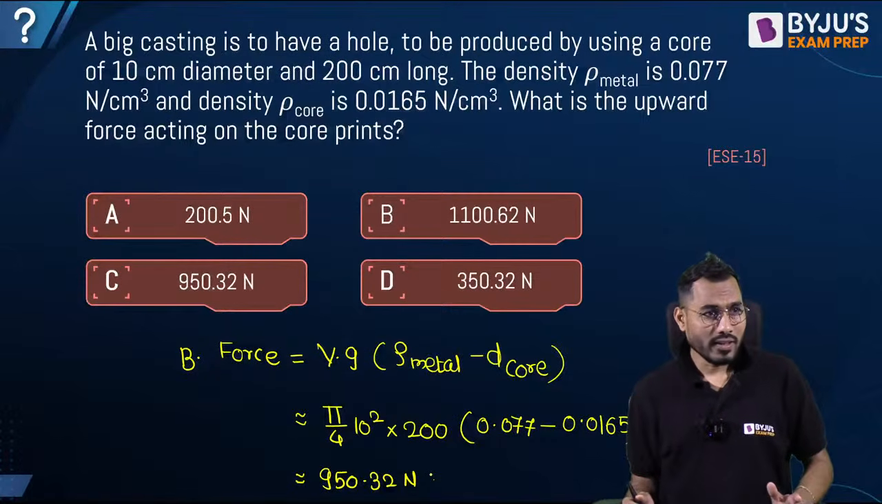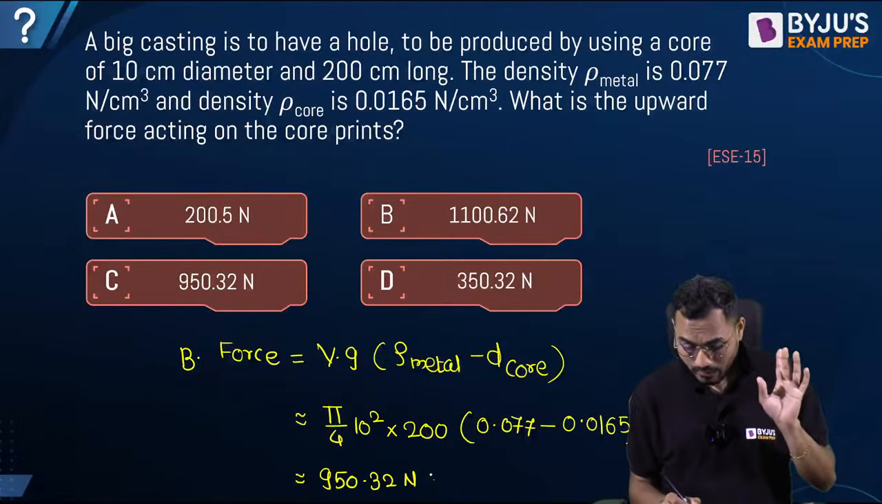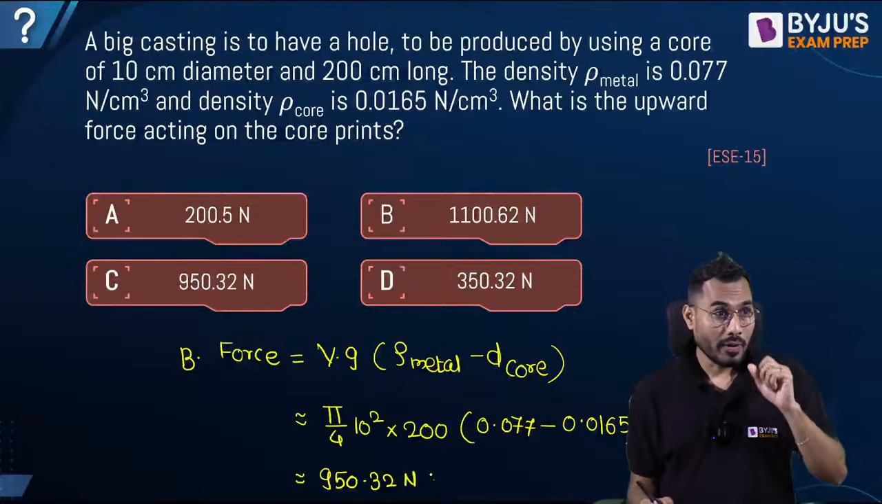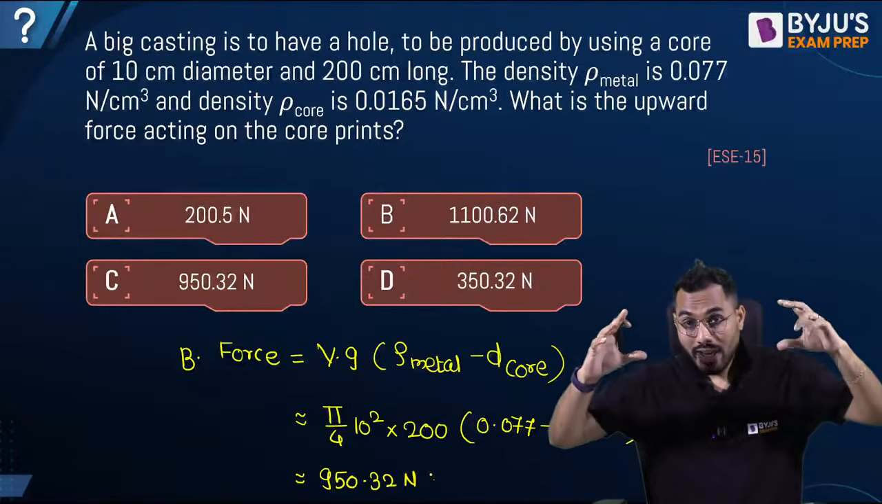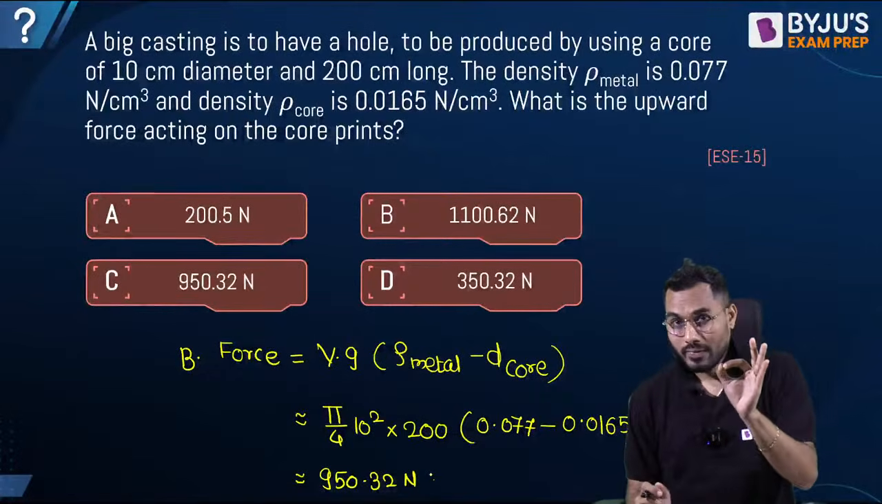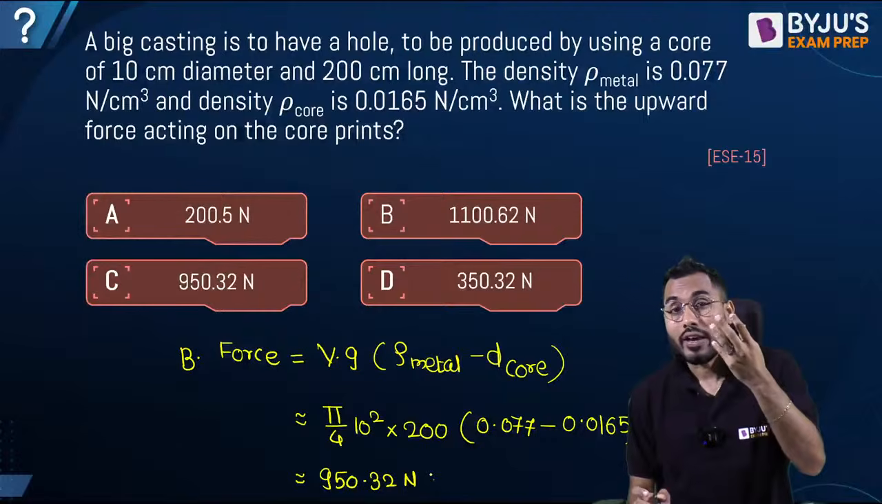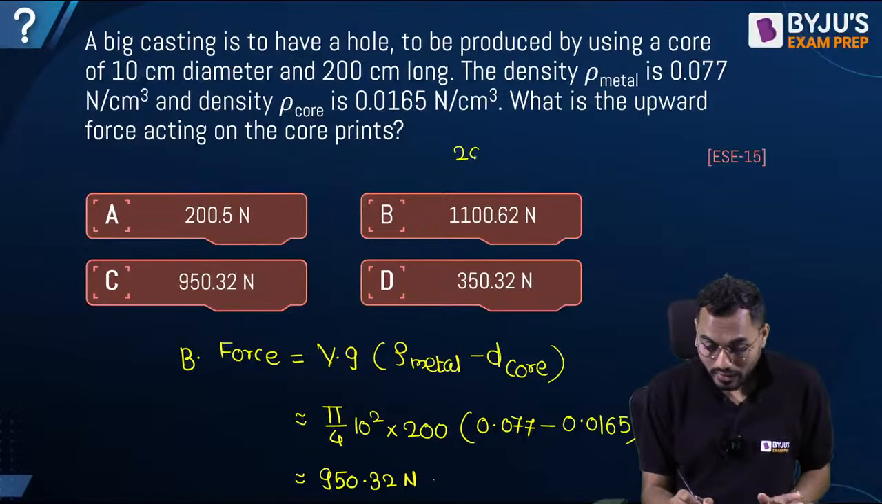In this case, how many? It depends upon a chapter. Now, what is the core print? Core print is nothing but the area which supports this particular core. Every 1 Newton of unsupported load will generate a need for core prints or chaplets.